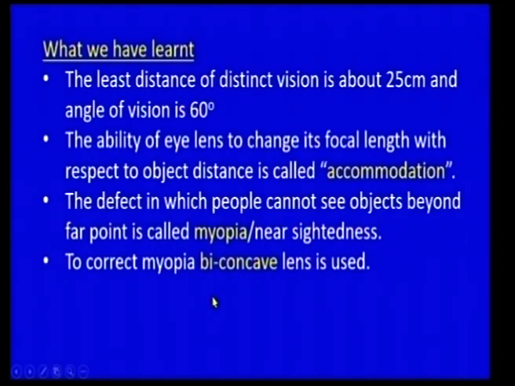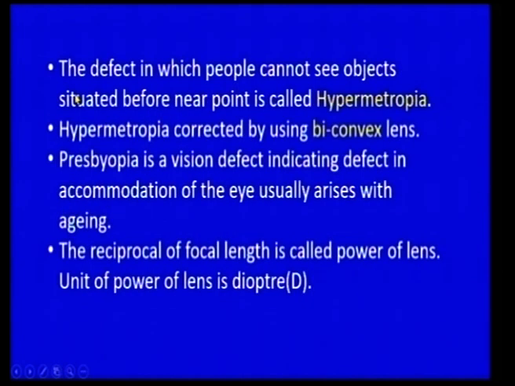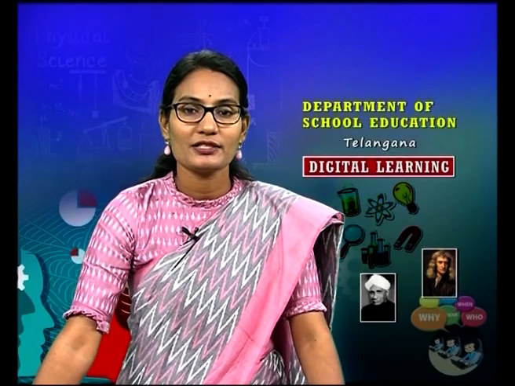To correct myopia, we use a biconcave lens. The defect in which people cannot see objects situated before the near point is called hypermetropia. Hypermetropia is corrected by using a biconvex lens. Presbyopia is a vision defect indicating a defect in accommodation of the eye, usually arising with aging. The reciprocal of focal length is called power of lens. The unit of power of lens is diopters.